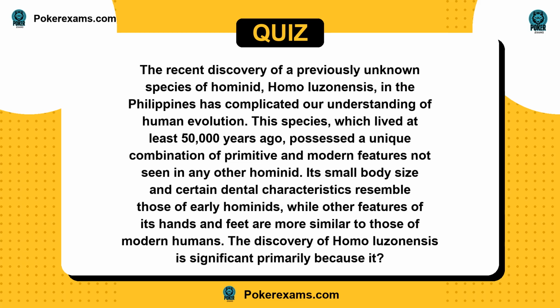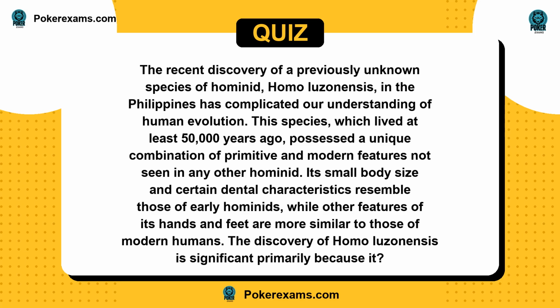Next question. The recent discovery of a previously unknown species of hominid, Homo luzonensis, in the Philippines has complicated our understanding of human evolution. This species, which lived at least 50,000 years ago, possessed a unique combination of primitive and modern features not seen in any other hominid. Its small body size and certain dental characteristics resemble those of early hominids, while other features of its hands and feet are more similar to those of modern humans.